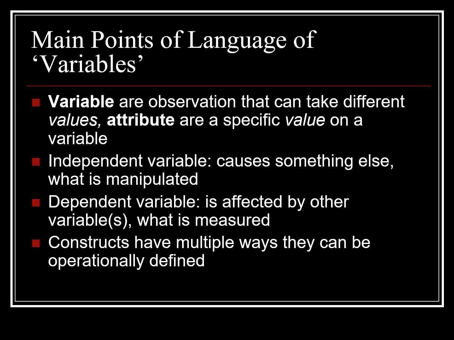So the main point so far of the languages of variables: variables are observations that can take on different values and attributes of the specific values of that variable. Independent variables typically cause something else. It's what is manipulated, or at least is what theoretically should be a causal agent. We believe that it comes first, that it is the why of what's occurring. The dependent variable is affected by that independent variable. It's generally what we're going to measure. And again, theoretically, it's what is coming after the variable. And constructs, which are generally what these variables are, have multiple ways that they can be operationally defined.